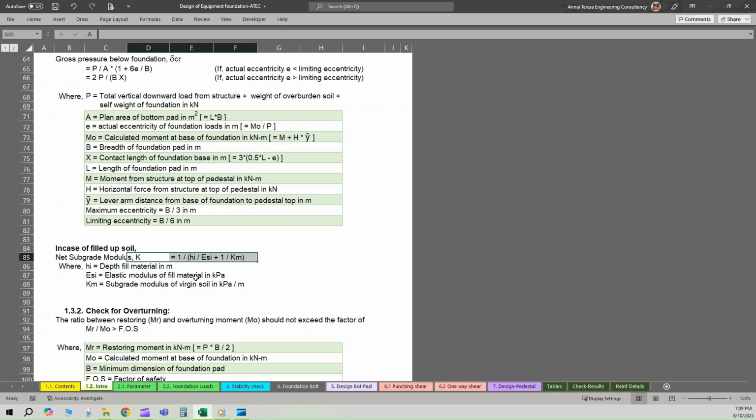The general equation is 1 divided by (Hi divided by Esi plus 1 divided by Km), where Hi is the depth of fill material in meters, Esi is the elastic modulus of the filling material, whatever material we fill below the foundation, and Km is the final subgrade modulus of the virgin soil in kPa per meter, which is arrived at the bottom of the foundations. We will look at this more detailed calculation in the third stage, that is the stability check.